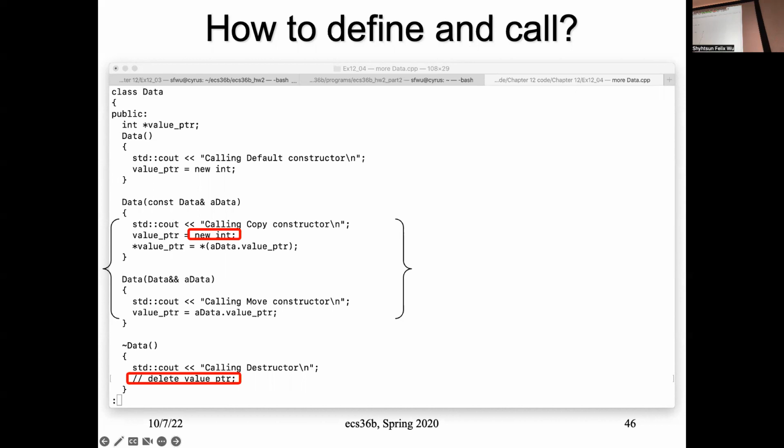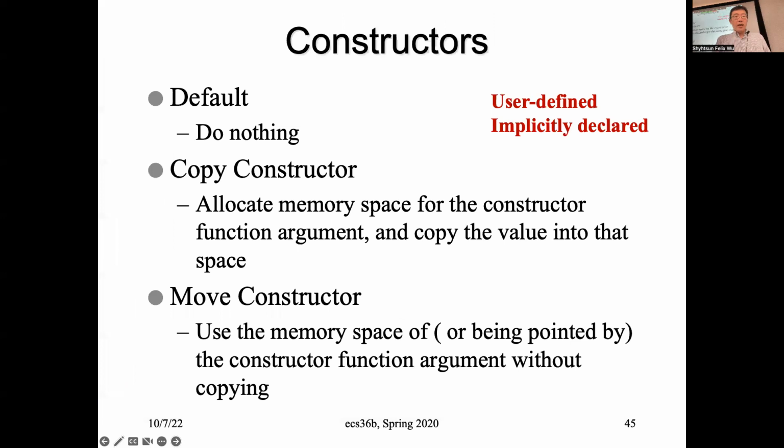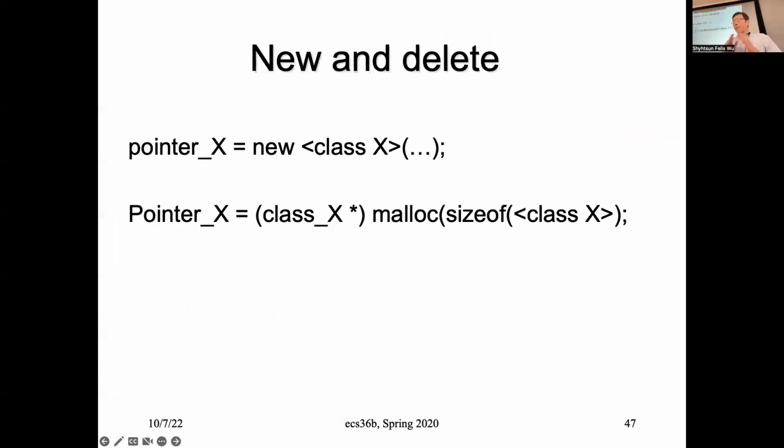I declare this data. It is an integer pointer, int star, called value pointer. And the first one is the default constructor. The default constructor essentially just says that I create a value. Now I should tell you about the other thing, which is new. You probably never heard about new. So the default constructor is usually just, hey, I want to create this object called box or person, and it will automatically be invoked. But there's another way you can create an object.